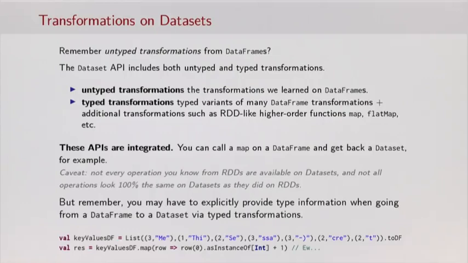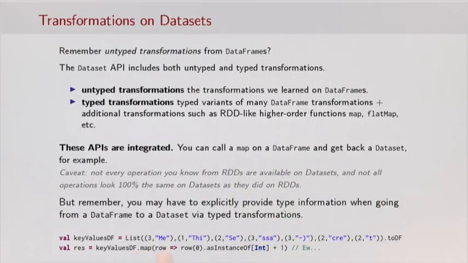That means you can call a map on a data frame, even though I didn't show that to you in the previous session. But when you do call a map on a data frame, you end up getting back a dataset, and of course this can be problematic because if you have no type information, how do you suddenly create type information? So here's an example down here below.